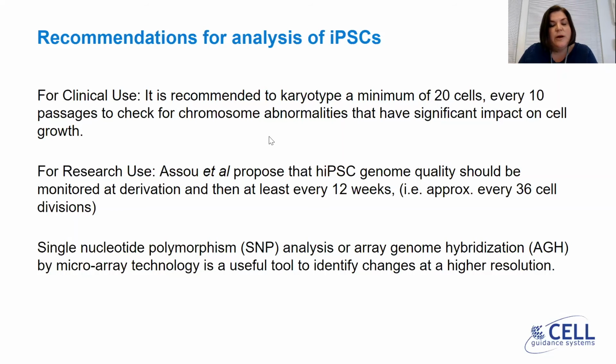However, Isu et al. proposed that iPSC genome quality should be monitored at derivation and then at least every 12 weeks, i.e. approximately every 36 cell divisions. This is seen as a sort of midway between doing nothing and the amount of analysis required for clinical use, and is just an acknowledgement really of the cost implications. And finally, SNP analysis or array genome hybridization is a useful tool to identify changes at a higher resolution than may be afforded by G-banding.